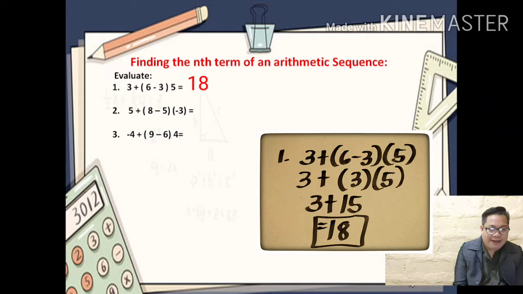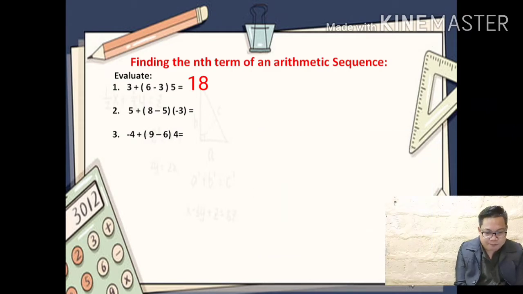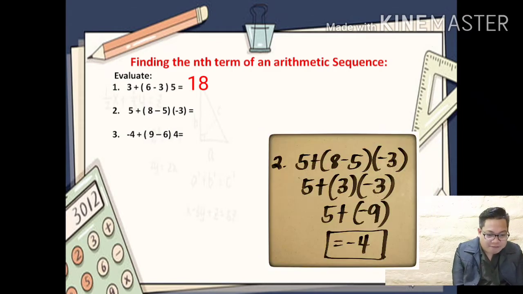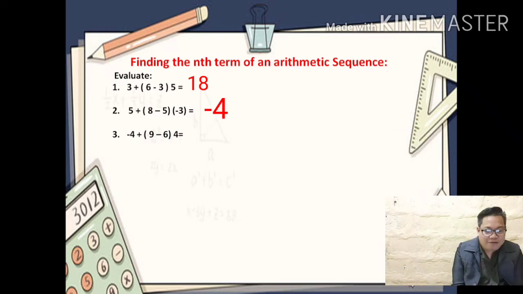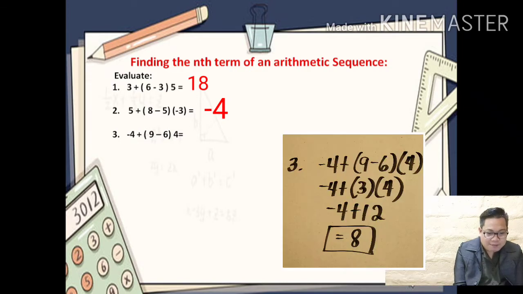So number 1, 18. Number 2, 8 minus 5 is 3, times negative 3 is negative 9. Then, 5 plus negative 9 equals negative 4. So, sa number 3, 9 minus 6 equals 3. 3 times 4 equals 12. Then, negative 4 plus 12 equals positive 8.